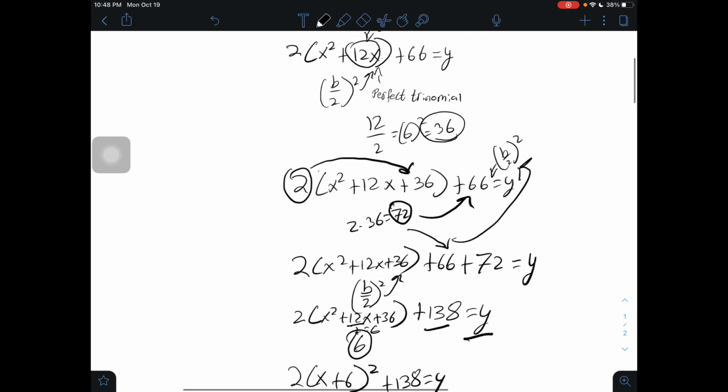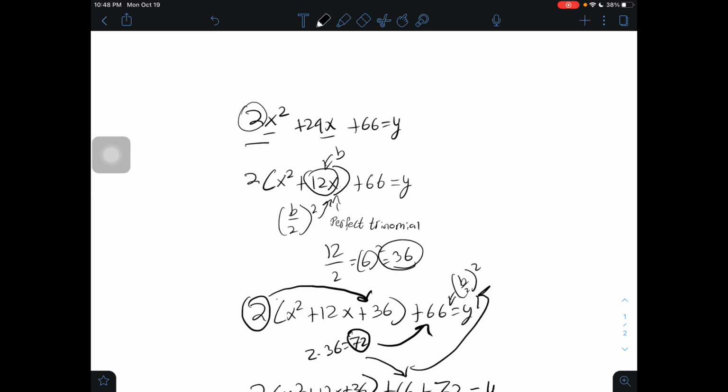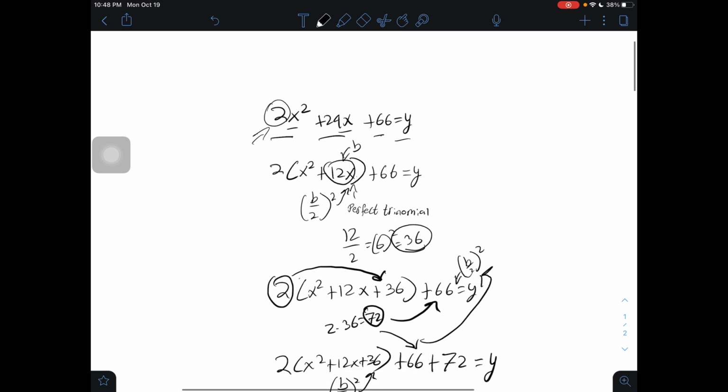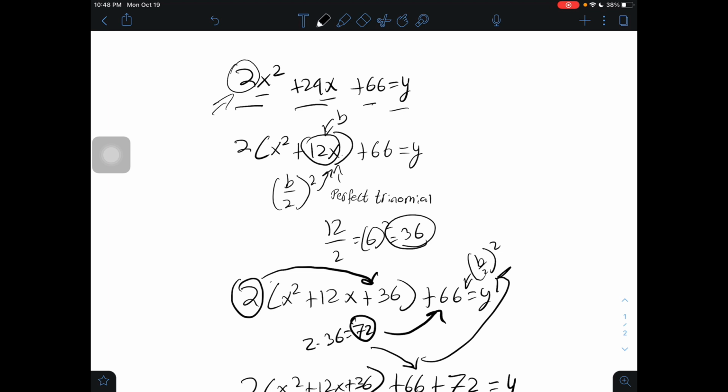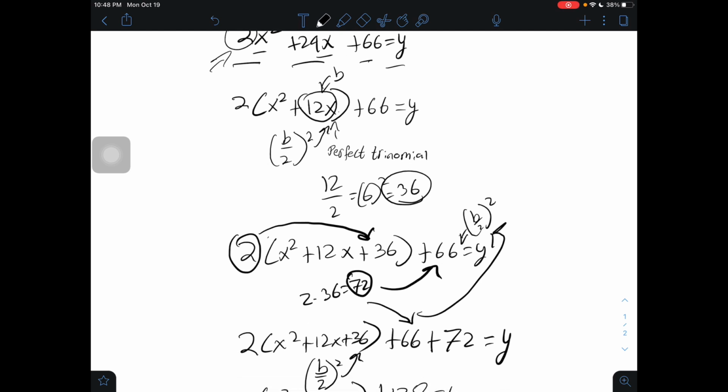And just to go through the steps again, we started with the equation 2x squared plus 24x plus 66 equals y. We then factored out this 2, and it became 2 parentheses x squared plus 12x parenthesis end plus 66 equals y. And then our 12 is our b term, and in order to create the perfect trinomial, we had to do b over 2 squared and add it to inside of our parentheses. And b over 2 squared in this term was 12 divided by 2 squared. 12 divided by 2 was 6. 6 squared was 36. We took the 36 and we added it inside of our parentheses.